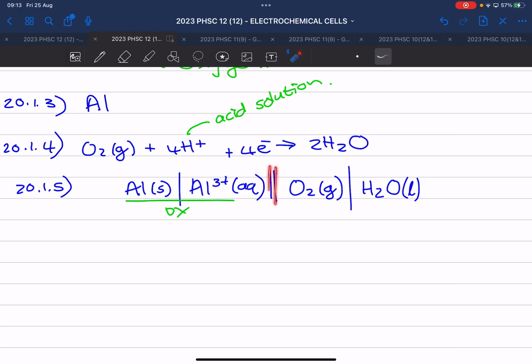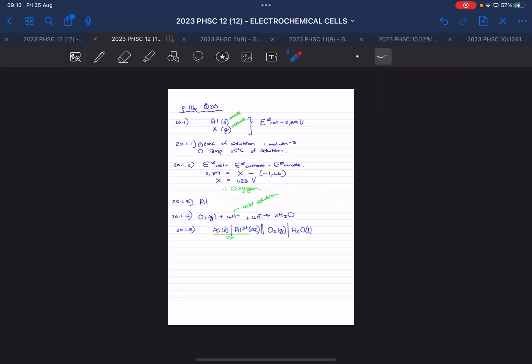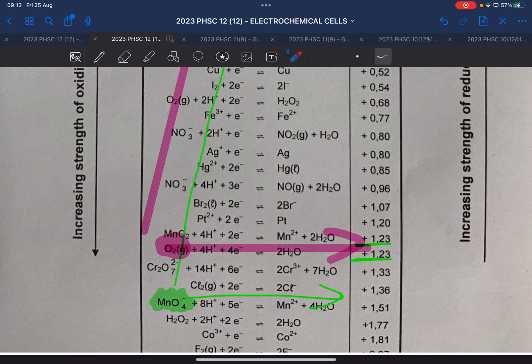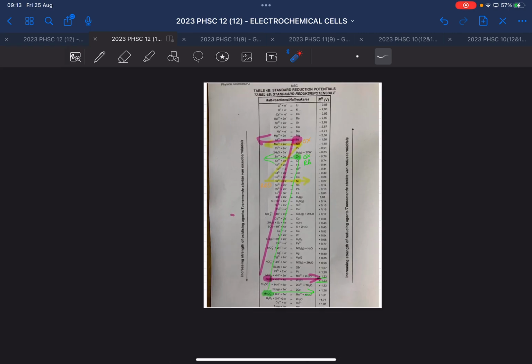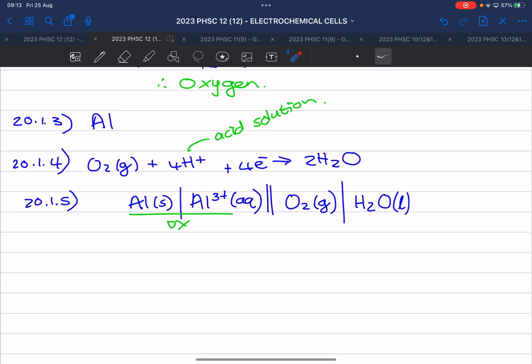Then you have a salt bridge. Then you look on table 4b. What went to what? It's the oxygen. You can ignore that hydrogen completely. Oxygen went to water. Okay, so you write that down. Oxygen gas went to water, but water is not a solid. Water is a liquid. It's floating around there at 25 degrees Celsius. Okay, so we need another electrode there, and the electrode that we use most often is platinum.